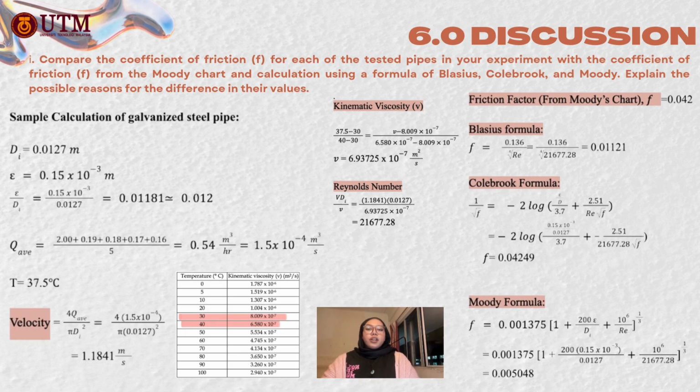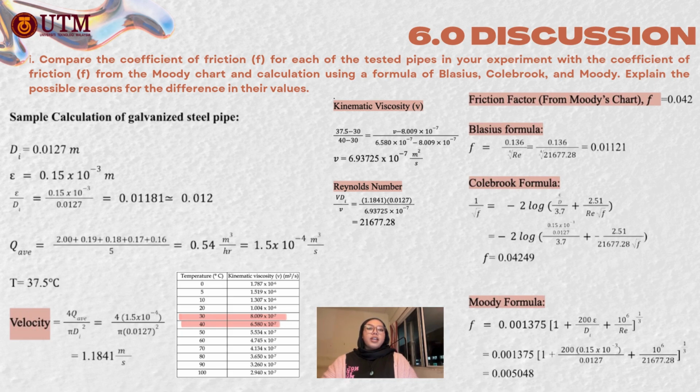Showing the sample calculation of the galvanized steel pipe, extracting the information given, and then the epsilon we get from the constant table that we stated in the theory, finding the relative roughness, which is epsilon over the diameter, and then we're going to find the Q average, extracting out the temperature obtained from the experiment, and then we're going to calculate the velocity. After that, we're going to calculate the kinematic viscosity. While doing the interpolation, we got 6.9375 times 10 to the power of negative 7. After getting all the information, we're going to calculate the Reynolds number, which we got 21677.28.